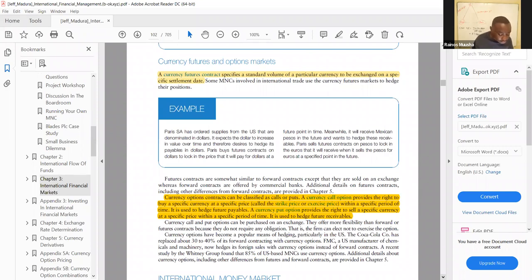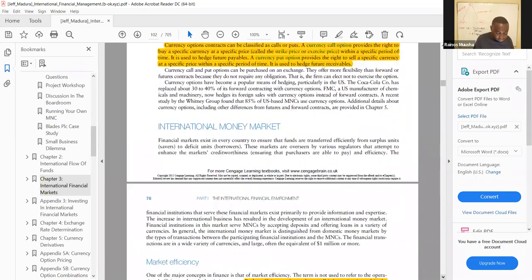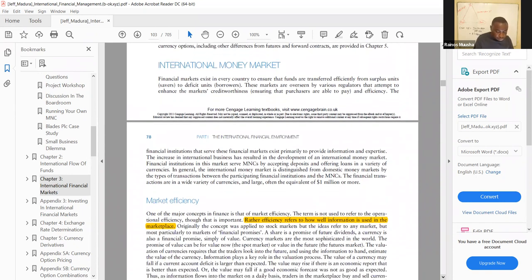And we'll look at it in detail when we look at currency derivatives. Take note of these definitions, but we'll look at this in detail when we look at currency derivatives in chapter 5. Next, we look at international money markets. So which means instead of getting money or financing for the long period of time, we can also look at getting financing in the shorter period of horizon as well, which is basically getting financing in what?